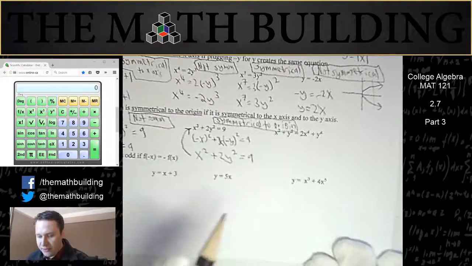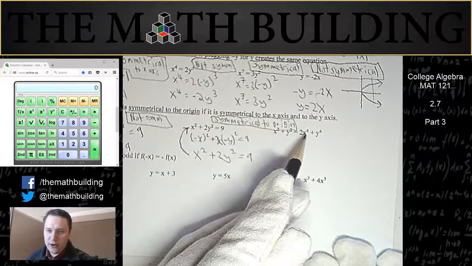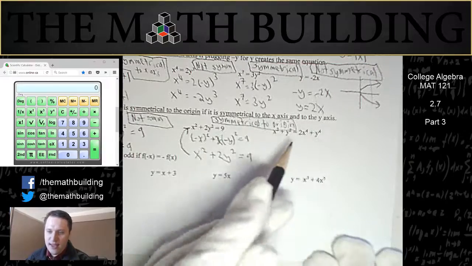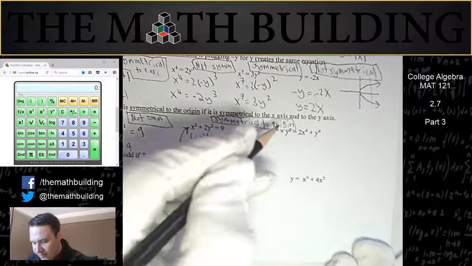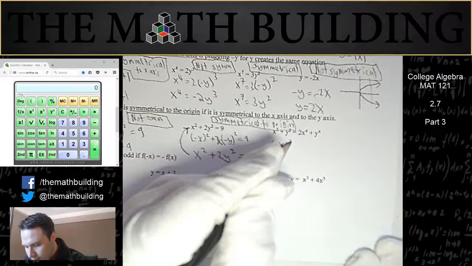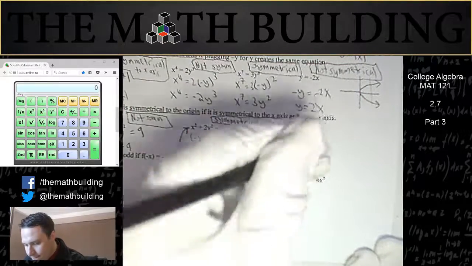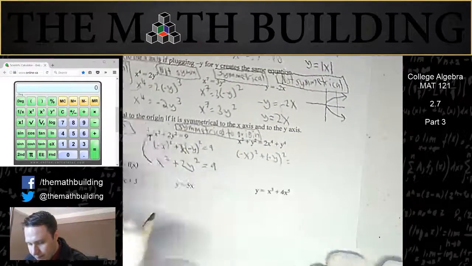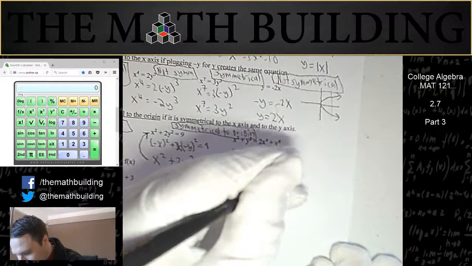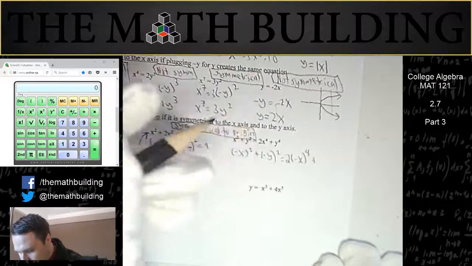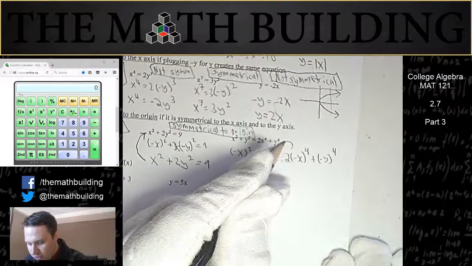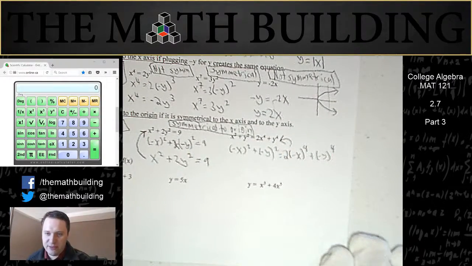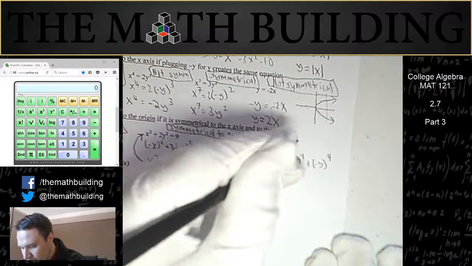Okay, how about this last one? x squared plus y squared, 2x to the 4, y to the 4. Hopefully you can see that if we plugged a negative into each one of these, all the negatives would cancel, because all of the exponents are even. And this would just turn straight back into this because all of the negatives would cancel. So that would be symmetrical to the origin.